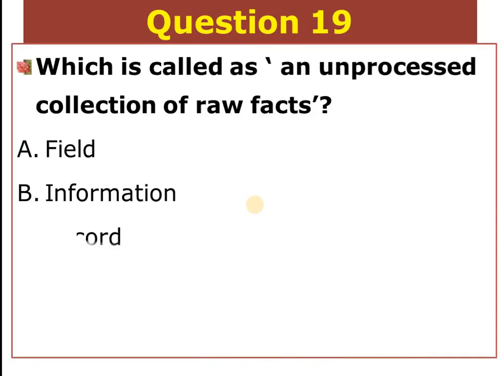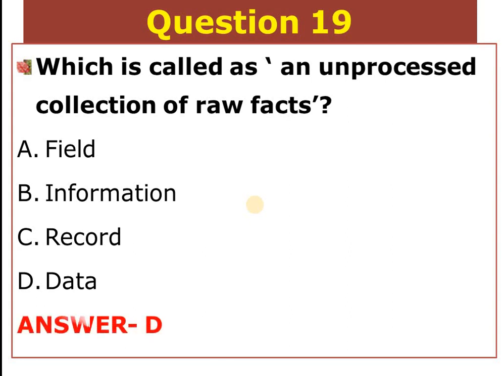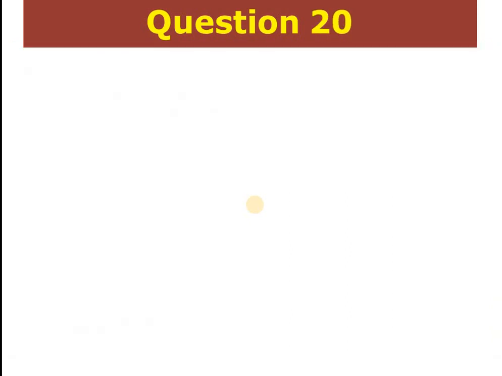Question number 19. Which is called an unprocessed collection of raw facts? A. Field. B. Information. C. Record. D. Data. The answer is D. Data is an unprocessed collection of raw facts.